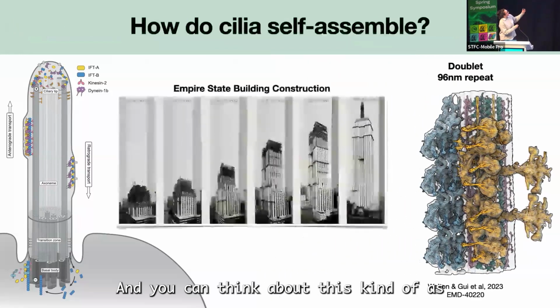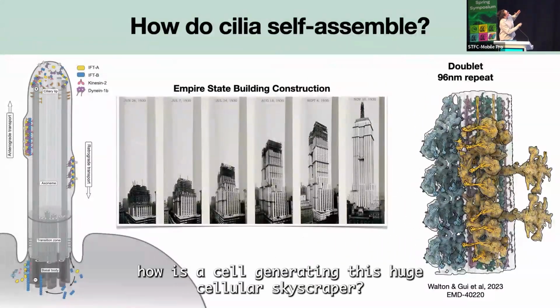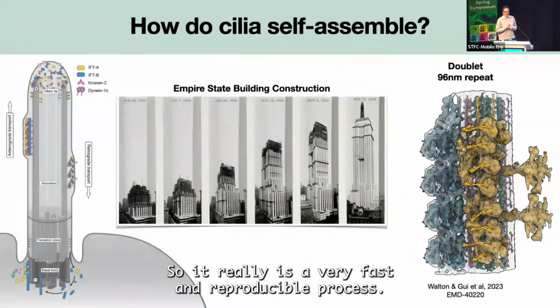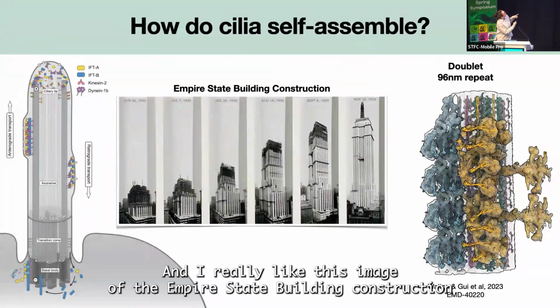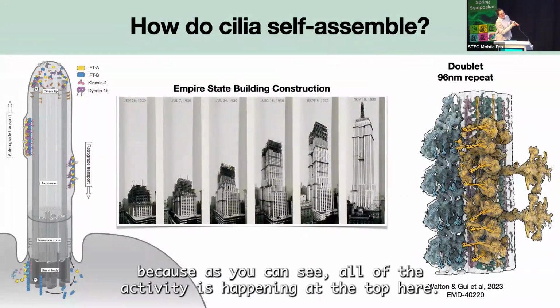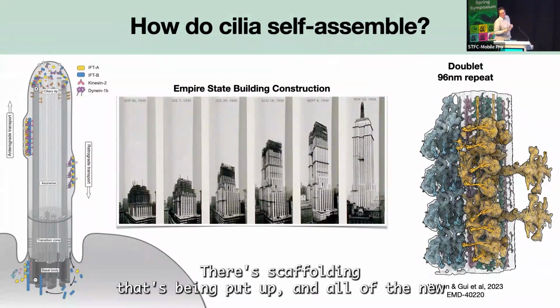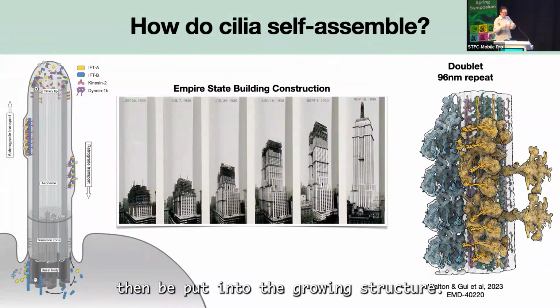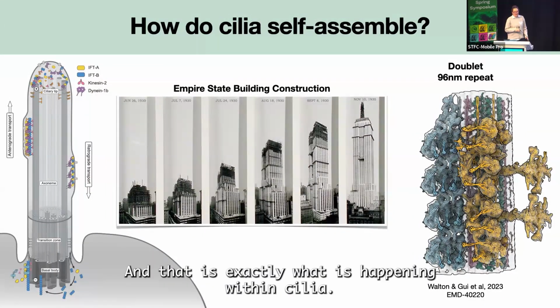You can think about this as, how is a cell generating this huge cellular skyscraper? Cilia are 10 to 15 microns long, and they can be made in about 90 minutes. So it really is a very fast and reproducible process. And I really like this image of the Empire State Building construction, because as you can see, all of the activity is happening at the top here. There's scaffolding being put up, and all of the new components are being transported to the tip to then be put into the growing structure. And that is exactly what is happening within cilia.